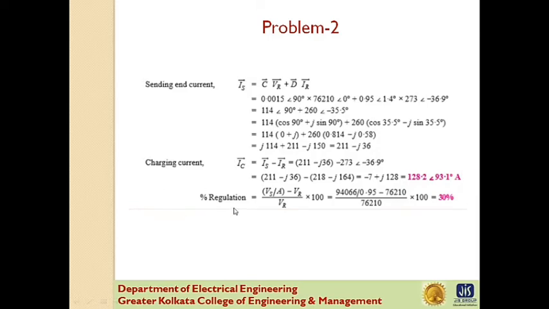And we just derived this expression of percentage regulation in our previous problem. Putting the values of Vs, A, VR, we get the value of percentage regulation as 30%.